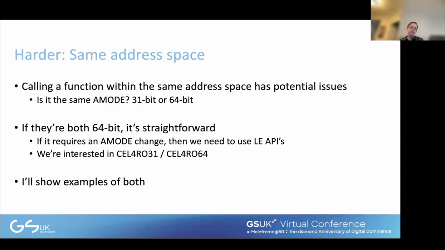That being said, there is a thing in z/OS called LE, which is the Language Environment. LE provides a bunch of APIs that we can call, and one of those is called CEL4RO31, which allows us to call 31-bit functions from a 64-bit one. Likewise, the inverse is also true: you can call a 64-bit function from a 31-bit one using CEL4RO64 instead. In this session, we're going to be going over both types of examples. We're going to be directly calling functions that are the same A mode, and we're going to be calling ones that are different A modes.